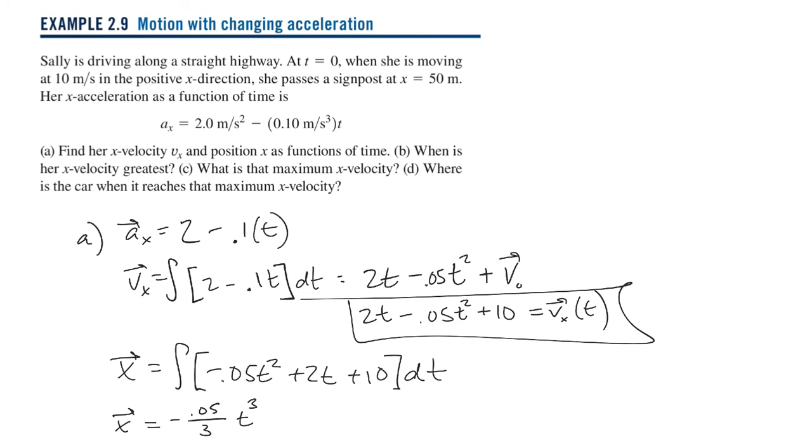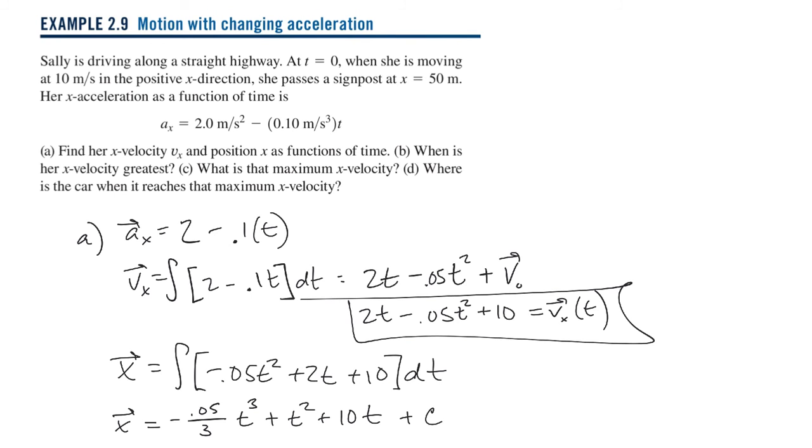And then we got to take the integral of 2t. We'll raise the power by 1, so that is going to be t squared. 2 divided by 2 is 1, so you just have plus t squared. And then for our 10, if it's constant, you just have to tack on the variable. We've got 10t.